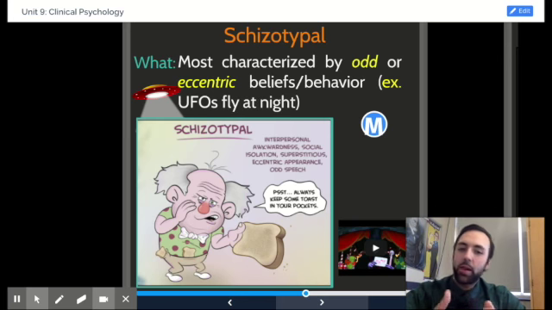So somewhat unusual, maybe speech patterns or interactions, interpersonal reactions, which is person to person, can sometimes lead to a little bit of social isolation. Superstitions. I mean, really over-the-top superstitions. Sometimes eccentric appearance, and that can sometimes be reflected by dress.